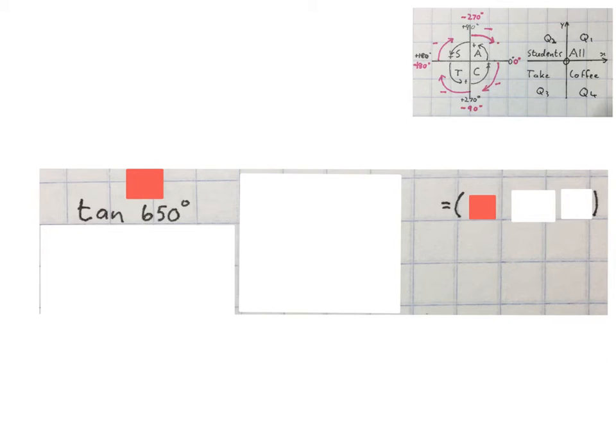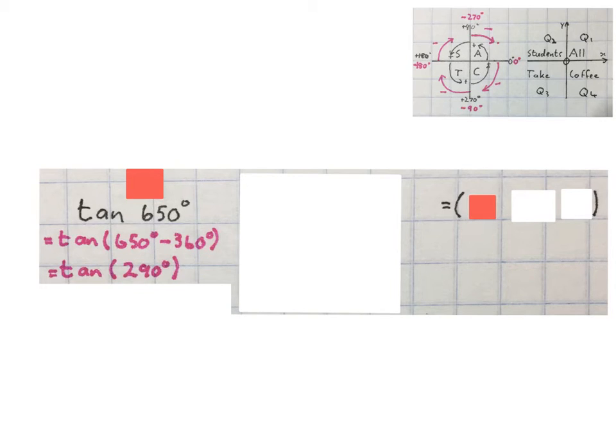By now, you should have seen that in our answer, we have a set of brackets, we have a plus or minus, we have a function name, and then we have an acute angle here. But this one's a little bit different again. Now here is another rule. When you get a big number or a negative number, you can always subtract or add 360 degrees to get to a more handleable number. So tan 650 and tan 290 will have the same answer.